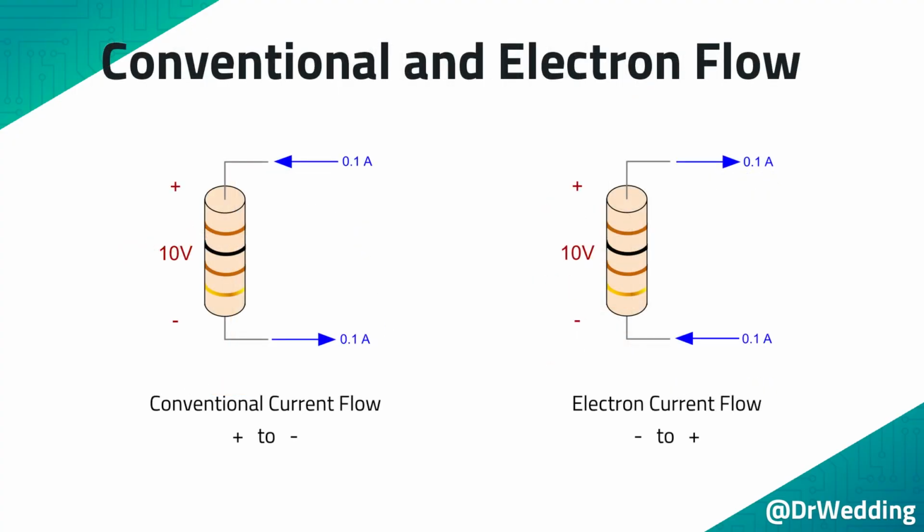Now, you should understand the difference between conventional current flow and electron current flow. Conventional current flow states that current flows from the positive voltage to the negative voltage. In electron current flow, current flows from the negative voltage to the positive voltage. You should also understand why there are two different ways to describe current flow.